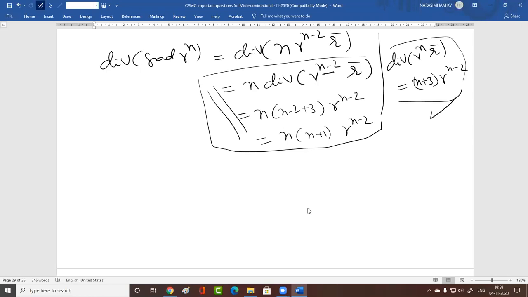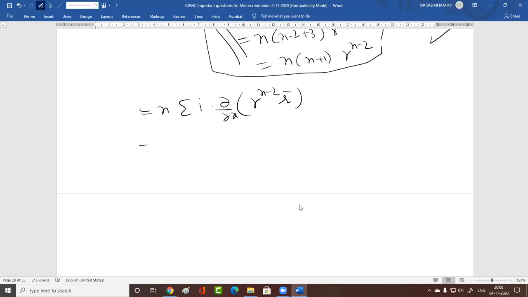So this quantity is n into sigma i dot dou by dou x of r power n minus 2 into r bar. Now differentiate using the UV formula. Are you able to solve this question? Same procedure. In the previous problem, r power n; here r power n minus 2. You can easily find the value. I will write one more step, then you can easily understand.